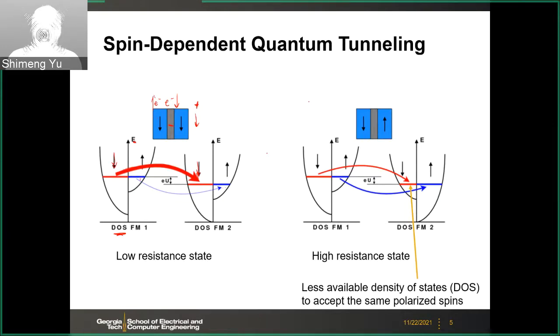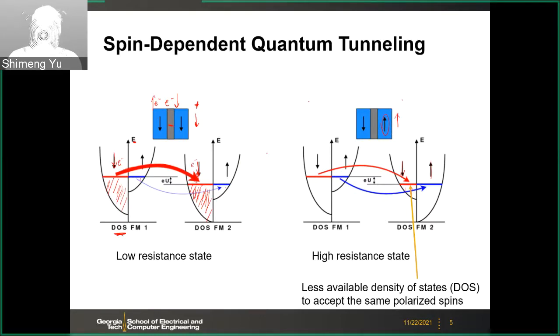In the parallel state, the density of states is the capability of the material to hold the electrons. Therefore, here you have the matched configuration. You have more electrons in the spin down, and then here you have more states to accept the spin down electrons. So you have large current. But in the anti-parallel state, because this side is anti-parallel, you have fewer states to hold the spin down and more states to hold the spin up.